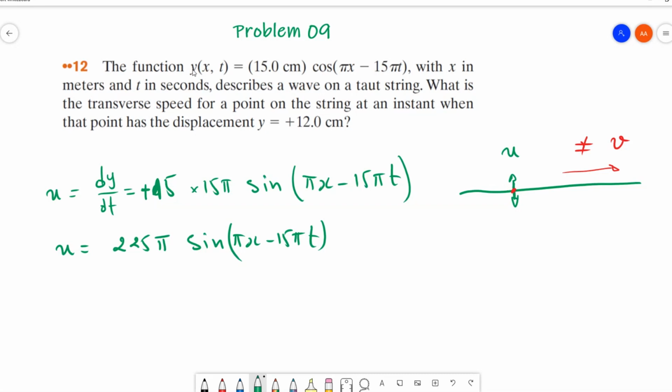The problem is that they did not give us the time. They just told us it's at a time where the displacement y is equal to 12. So I need to replace y by 12 and solve this one, but it's not easy. It's not easy because you have x and the time, and you have a problem of the sign. Are you going up? Are you going down? So it's not easy.